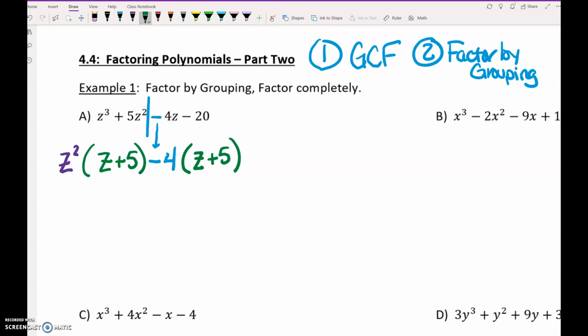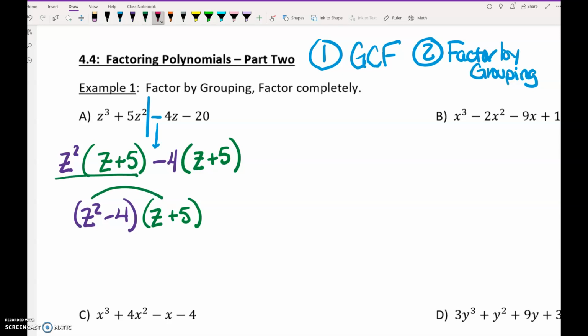Do you kind of remember doing this with trinomials? So our factored form is, oops, I used 2 totally different colors, didn't I? There we go. Our factored form is z squared minus 4 times z plus 5. Remember, the previous line is the distributive property written out. Z squared times both of these is written there, and then negative 4 times both of these is written there. So you don't write the z plus 5 more than once, you only write that z plus 5 once.